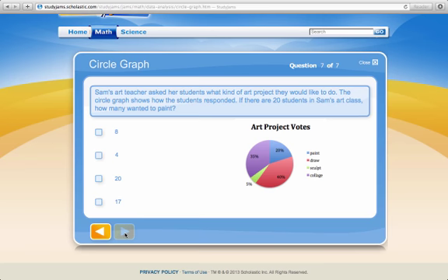Sam's art teacher asked her students what kind of art project they would like to do. The circle graph shows how the students responded. If there are 20 students in Sam's art class, how many wanted to paint? Eight, 4, 20.